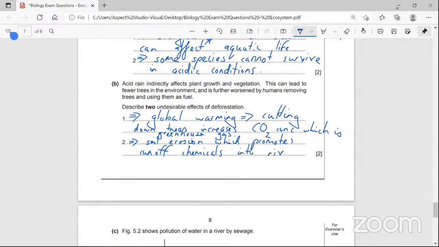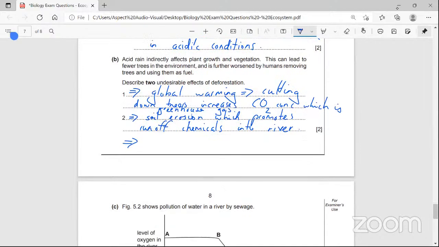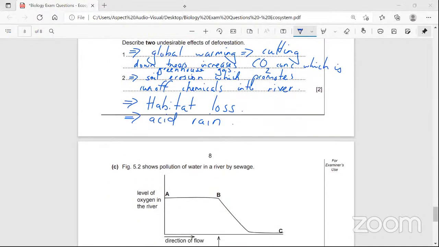Because of deforestation, there is habitat loss. That's another important point. Acid rain. Remember the one you said about the carbonic acid. In the question, I think it was another question that I included. It's like a separate question.